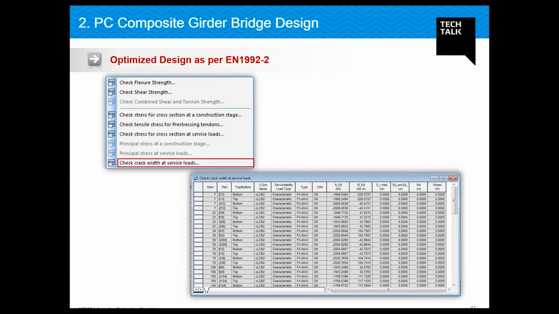And also we can calculate the crack width. So the exact crack width can be calculated based on the formula in the Eurocode, and it is compared with the limit value of the crack, which refers to the exposure class that the user will specify.